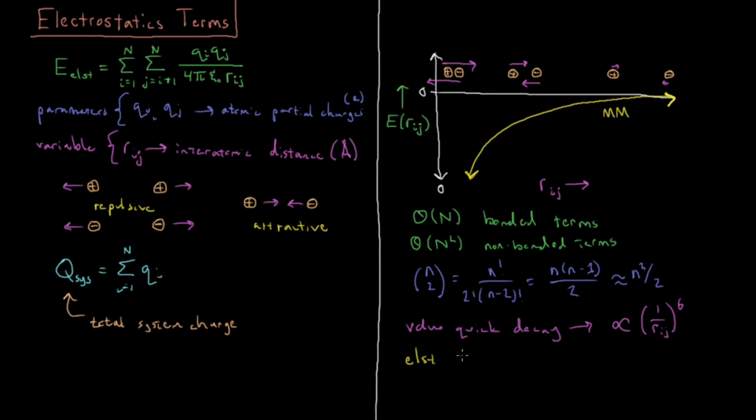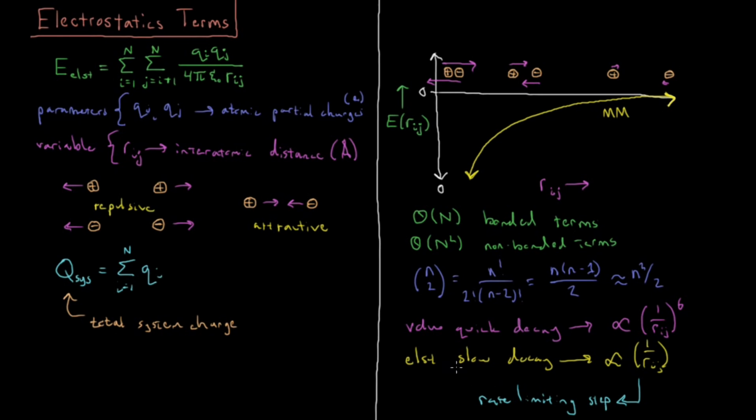Electrostatics, on the other hand, has a much slower decay towards 0. Notice that when I put out these graphs, I intentionally made this decay take very long to go towards 0, even though there's no scale there, just emphasizing the fact that it takes a long time for 1 over r to go to 0. That term is proportional to 1 over rij to the 1st, which takes a lot longer to reach 0 than 1 over r to the 6th. So this means that electrostatics ends up being the rate-limiting step in molecular mechanics.